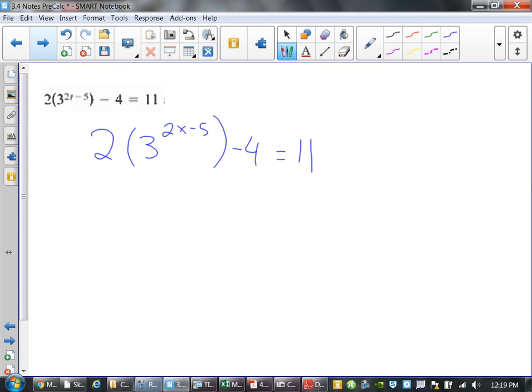Need to add 4 and divide by 2. Divided by 2 is 7.5. You're going to start working your way backwards again. So you have 2 times the quantity, 3 to the 2x minus 5, subtract 4 is 11. Work your way backwards like you would any other equation. Just how you undo exponents, we have to take logs. So you have 2, 3 to 2x minus 5.